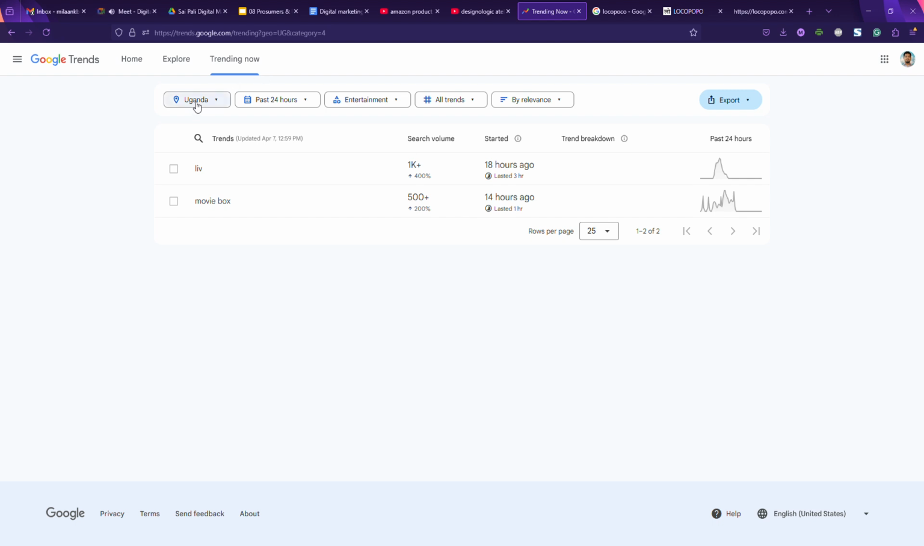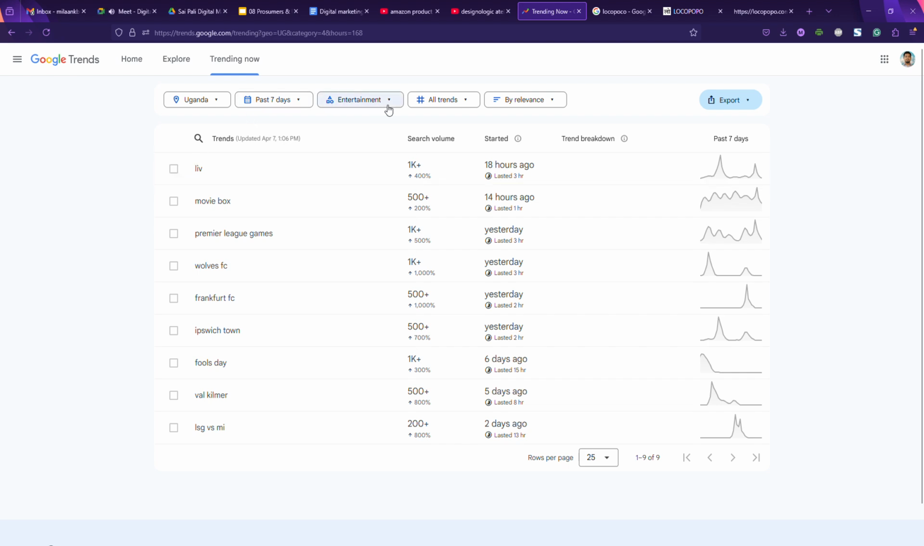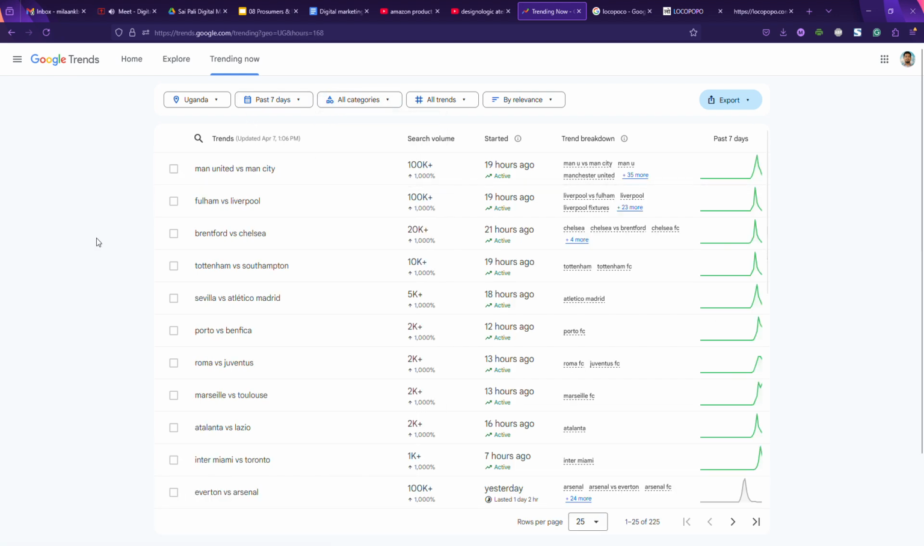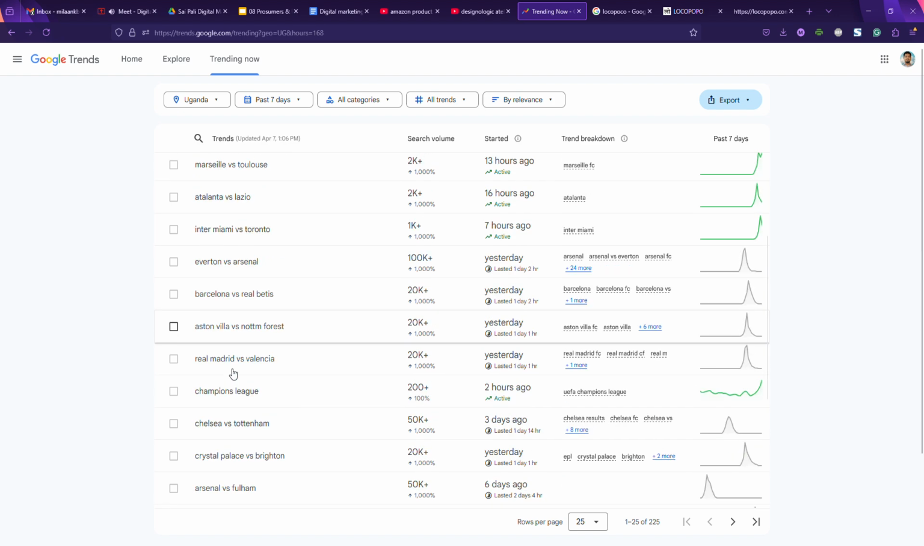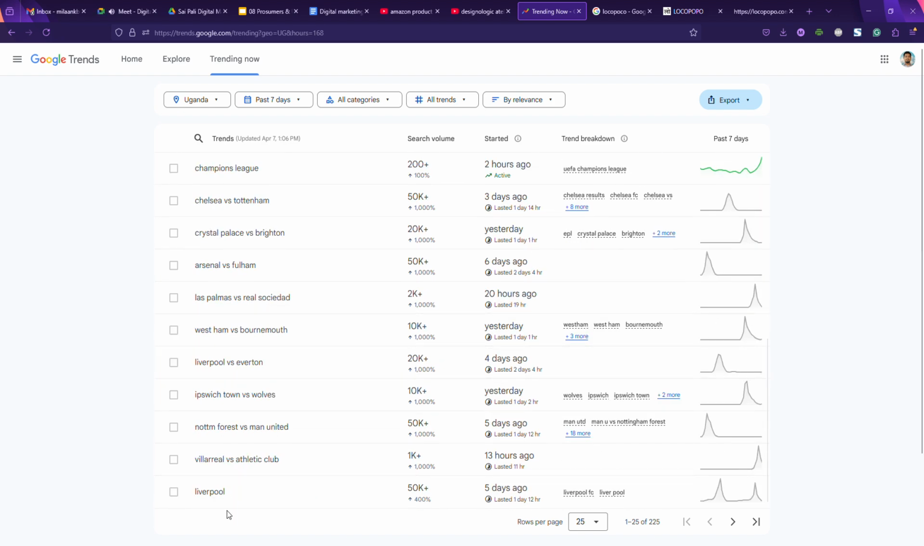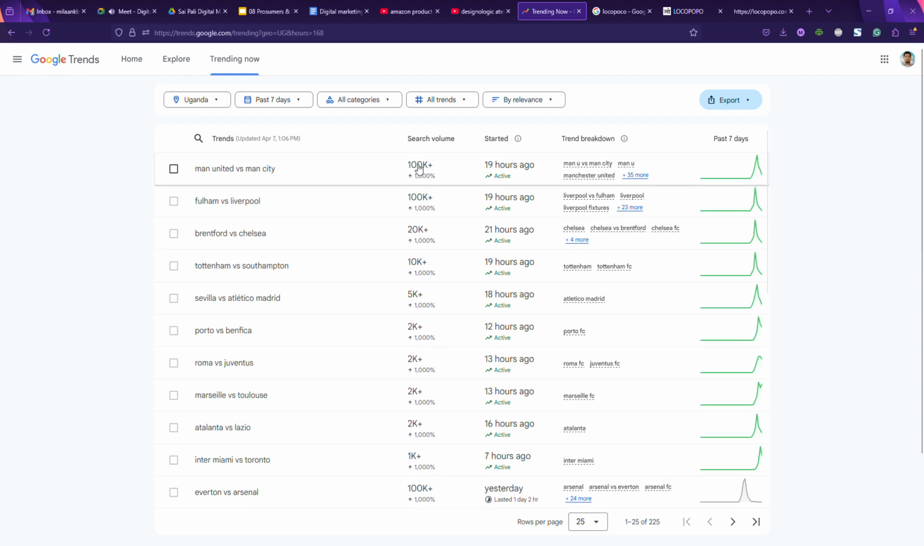Let's talk about Google Trends. Google Trends is a website which shows the keywords which are being searched or which have been searched in previous times. We can go for the past 48 hours or past 7 days. So in Uganda, in the past 7 days, in all categories, people have been talking about football, Liverpool and others, and the search volumes are here.